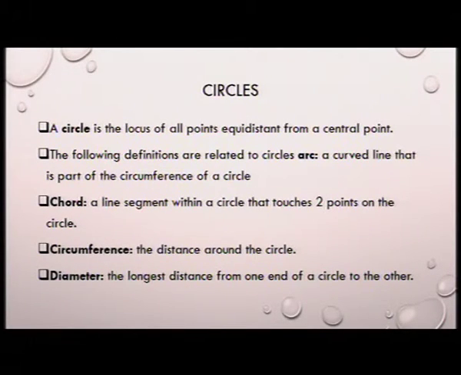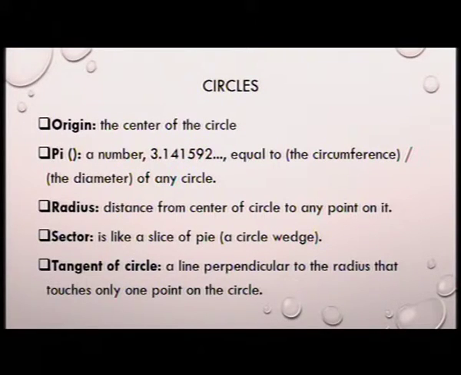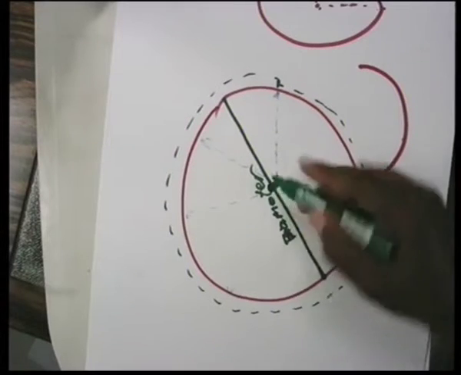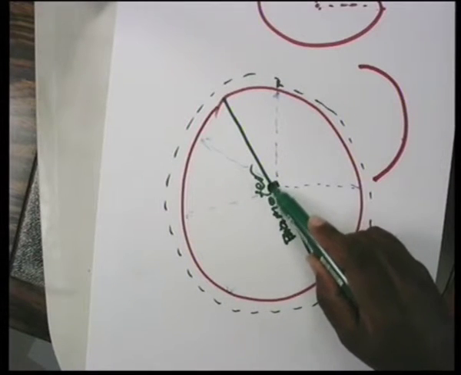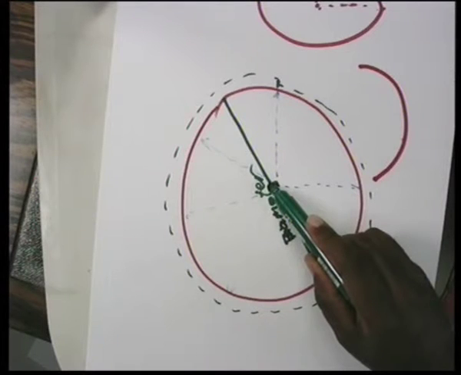So we say the diameter is the longest distance from one end of the circle to the other. Now the origin: the center of the circle is called the origin. Here, right in the center, that's where we have the origin, in the center of the circle. That's where the origin is.